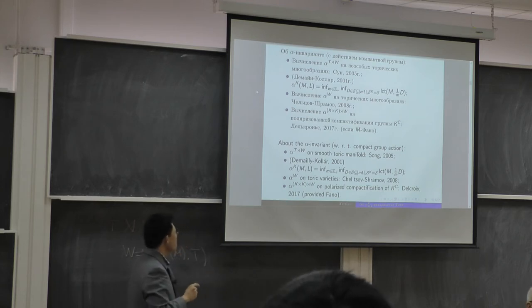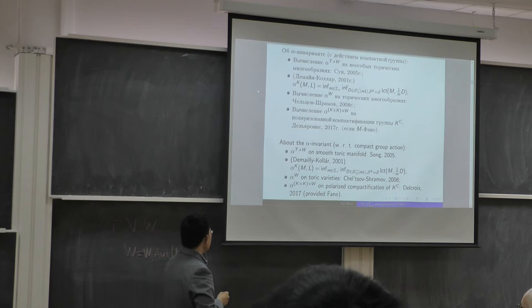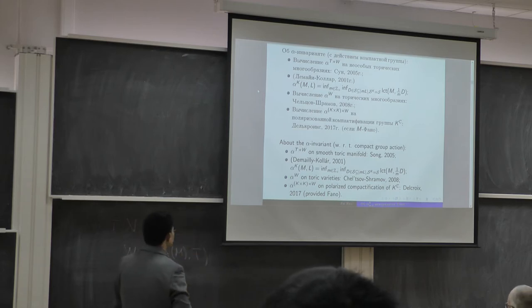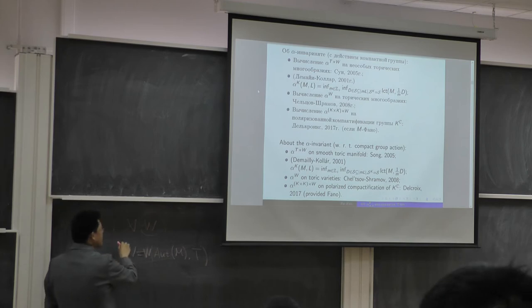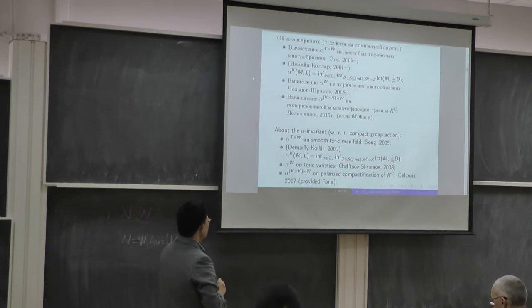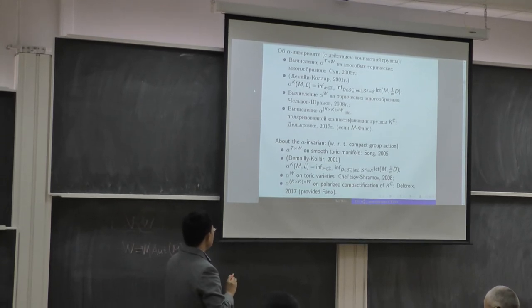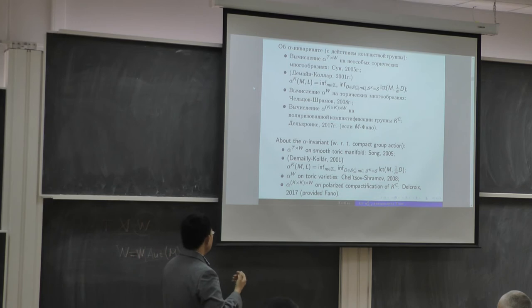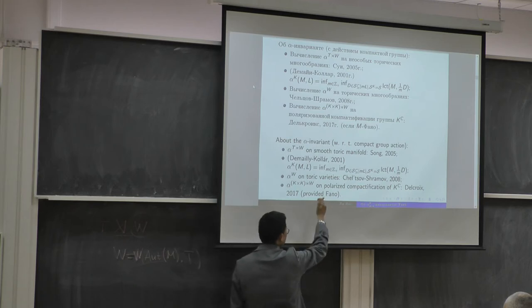And in the same paper, in section 5, Cheltsov and Shramov also computed alpha_W for a toric manifold. In their case, they only consider a finite group W, but you see that this one is a Lie group. But finally they proved that these two alpha invariants coincide with each other. And later in 2017, Delcroix assumed the manifold is a compactification of a reductive group, and he calculated the alpha invariant for arbitrary polarization, but he asked for this condition.